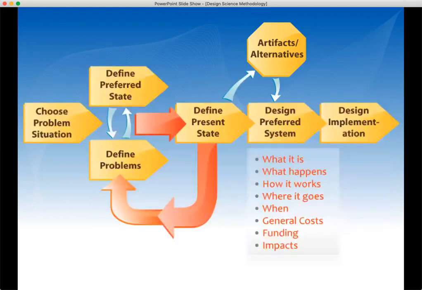All right, so the preferred state that is going to be designed is what it is, what happens and how it works, where it goes, how it gets to the preferred state, when, and the general costs, where funding might come from, and impacts.